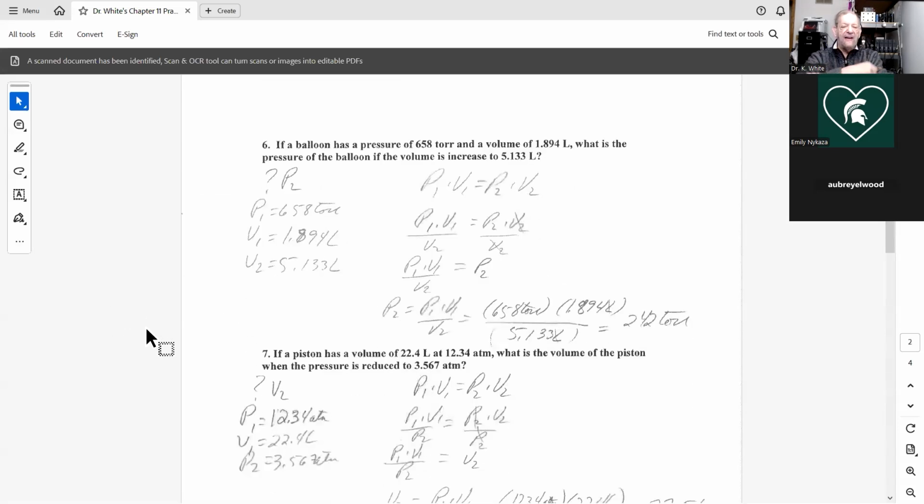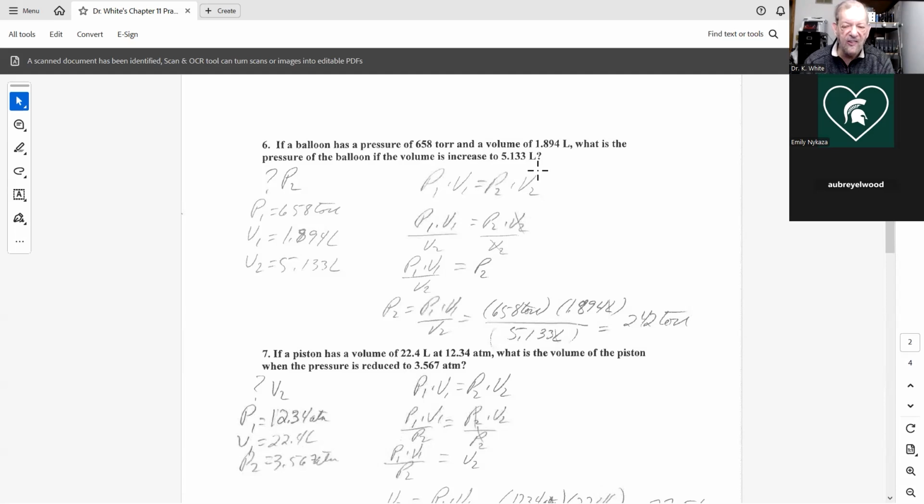And if we look at number 6, if a balloon has a pressure of 658 torr and a volume of 1.894 liters, what is the pressure of the balloon if the volume is increased, or if the volume is, it should be increased. I forgot the D. All right, don't look. But anyways, the volume is increased to 5.113 liters.